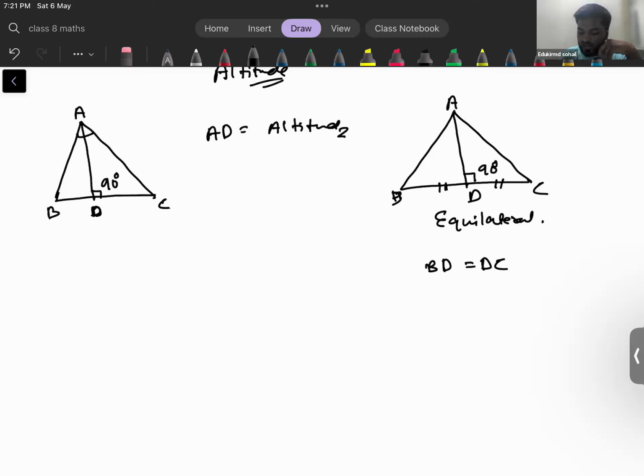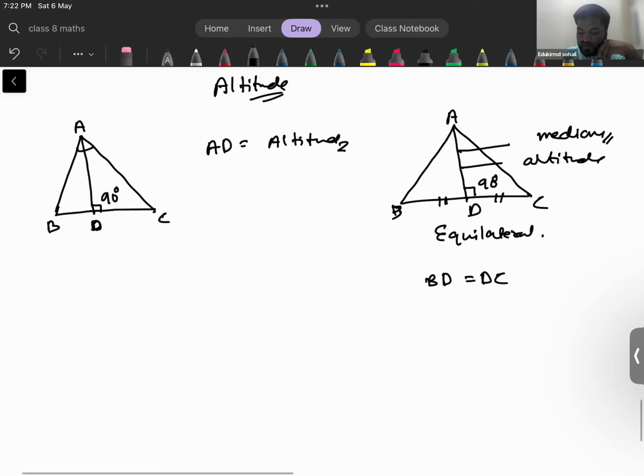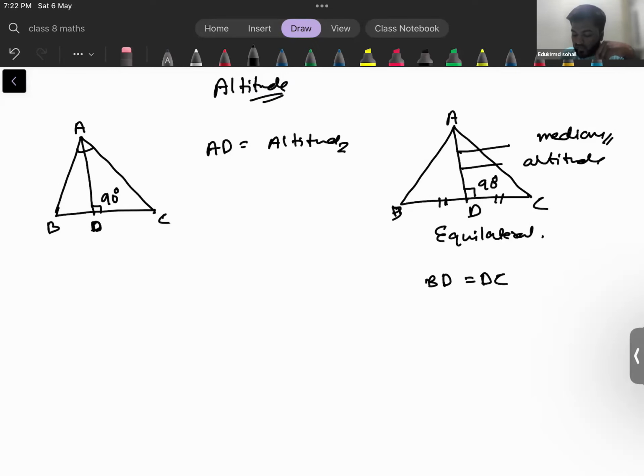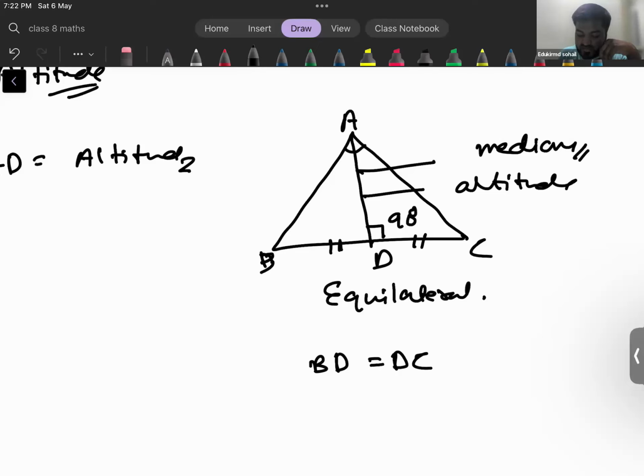Yes. Okay, and one more question to you. In which triangle will the median and altitude be equal? In the case of an equilateral triangle, you see, this is the altitude here, and this is the median here as well, because it's an equilateral triangle. Median is basically the line joining the angle and the opposite side, and it divides the opposite side into two equal halves. Right, Ifra? Okay, so in a triangle, how many medians and altitudes can there be? Medians can be three, and altitudes can also be three only.